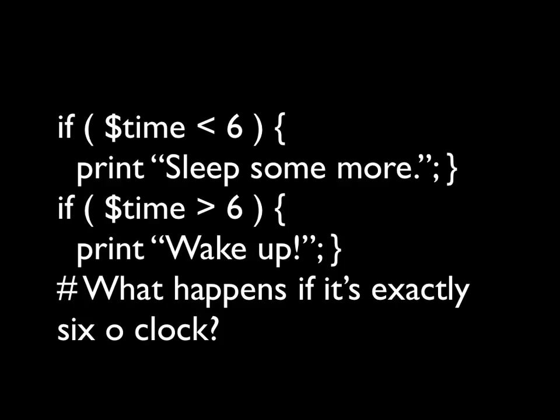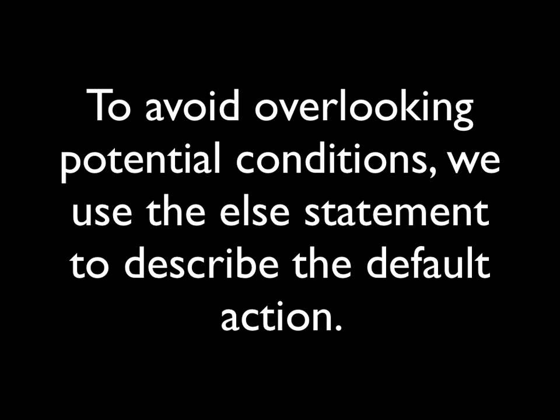Now, we could add a third if statement that says if time is equal to 6, print wake up or sleep some more, depending on what you want, or we could use a less than or equal to sign. So there are ways of doing this with two if statements. But the point is, sometimes we may not be able to foresee all of the possible conditions. So we use an else statement to avoid overlooking potential conditions, to describe the default action.